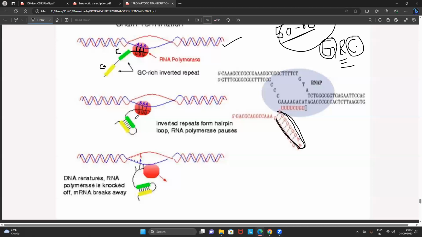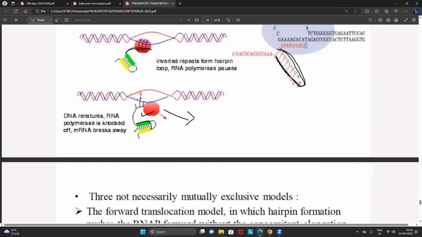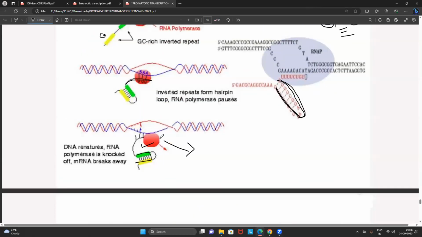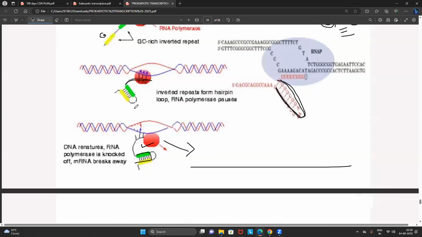Listen to my statements correctly. The hairpin loop will pull the mRNA in such a way that it will break away from the DNA. RNA polymerase will be dissociated, and some students will ask a very good doubt: Sir, then what happens to the hairpin loop? Friends, it is pulling the mRNA very strongly, right? Because of that force, the hairpin loop also will become linear. So what I'm trying to explain, listen all the students once again.